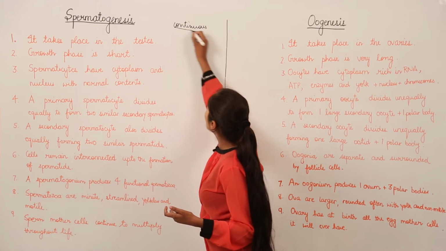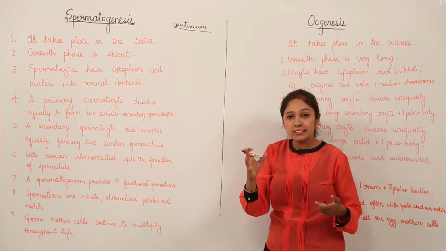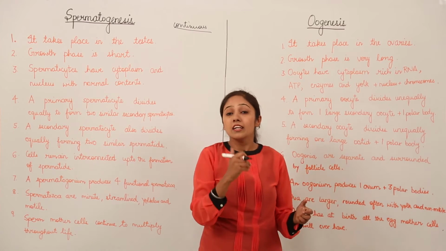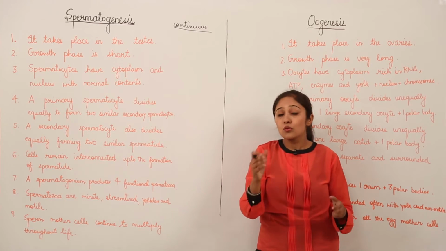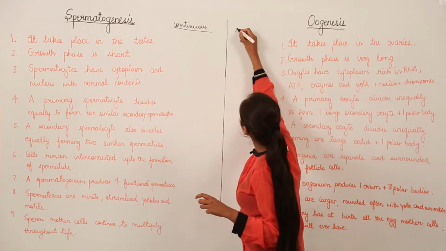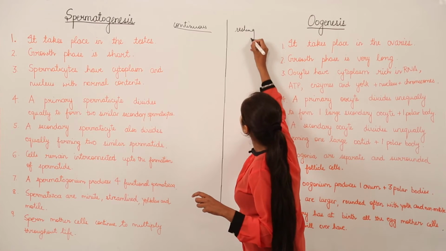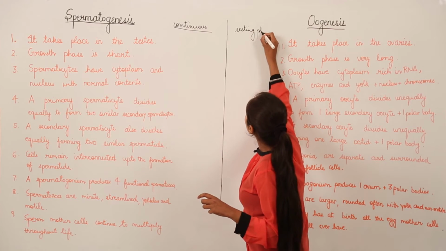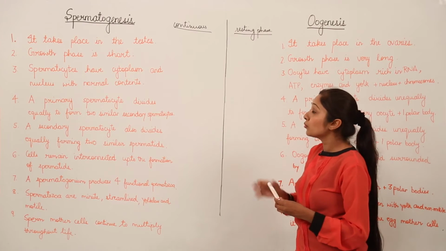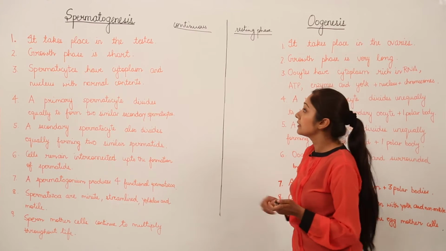And in case of oogenesis, there are phases which are of longer duration. There are a lot of resting phases. So it has a long resting phase, so oogenesis is not continuous. Why is it not continuous? Because it has a long resting phase. Now let us move on to the points of difference between these two processes.